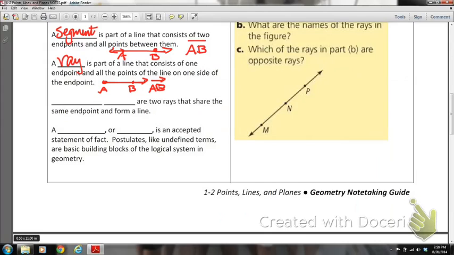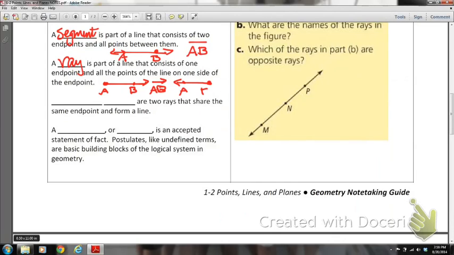Let's look at another example. See here on this ray, we're going to name this one BA because B is the endpoint. And even though it's going to the left, you still put the same notation over the top of it. Just name the endpoint first.